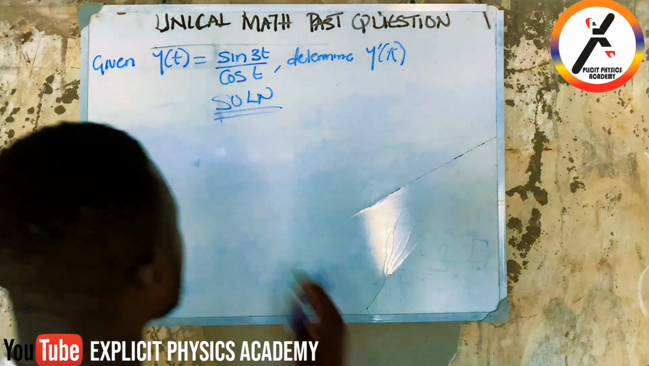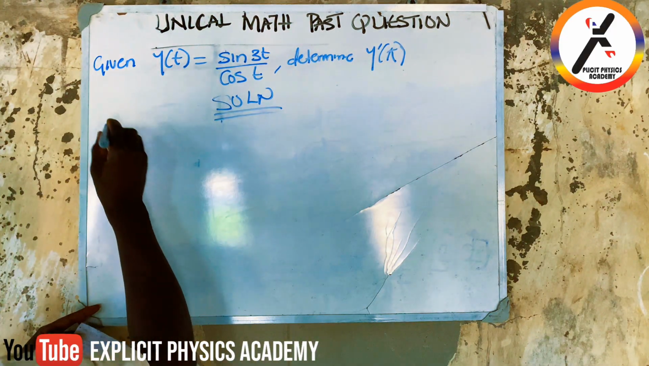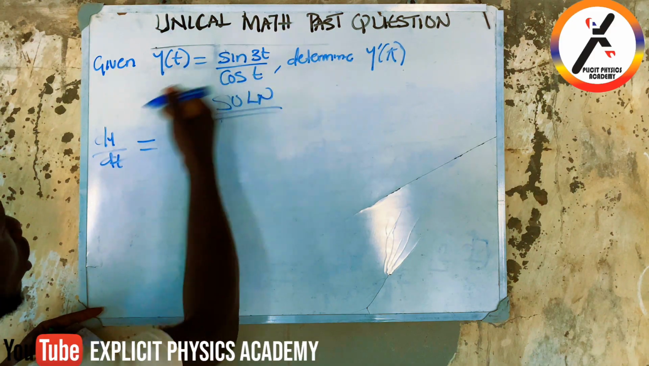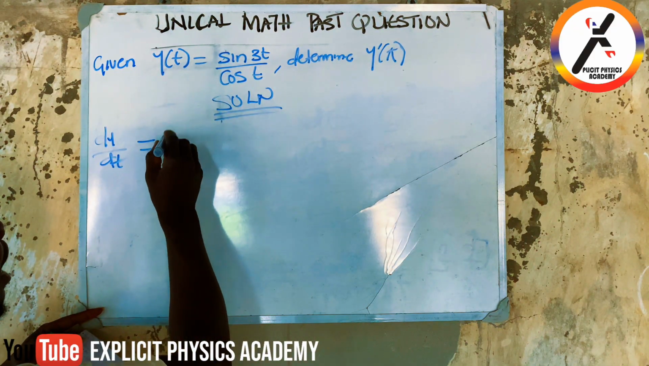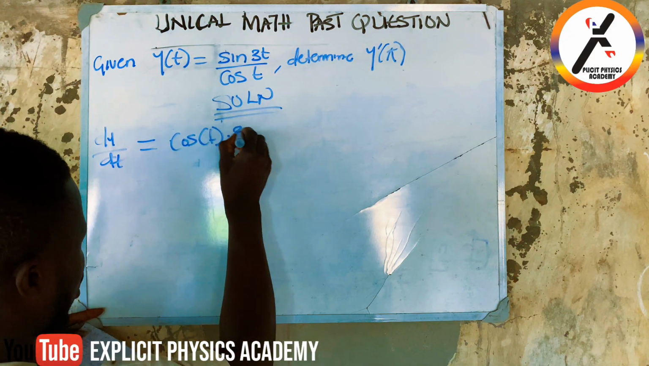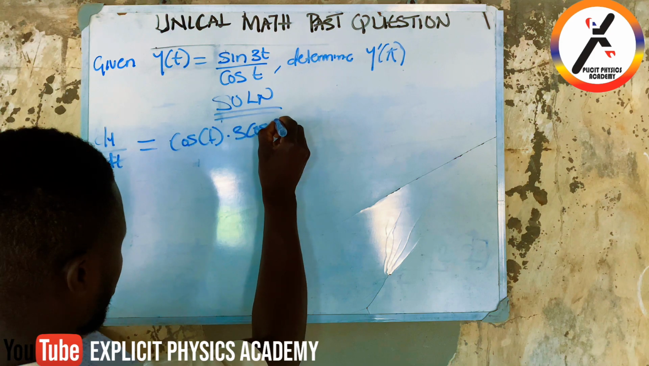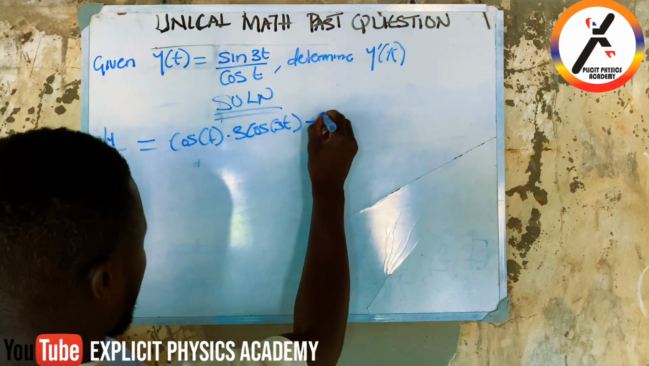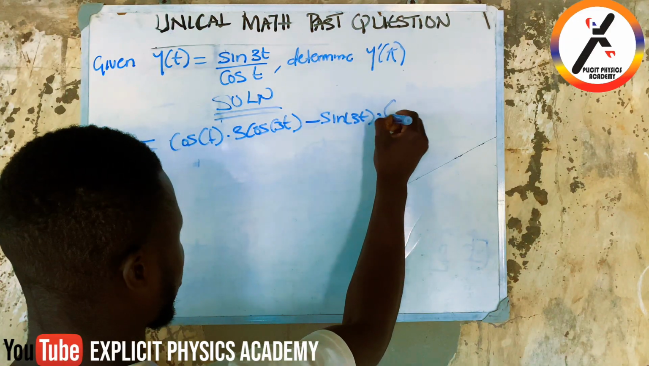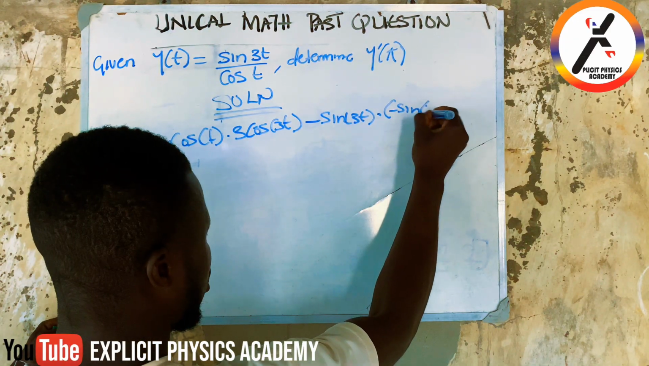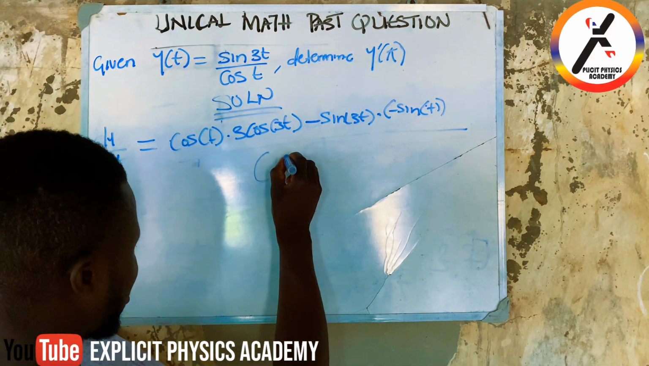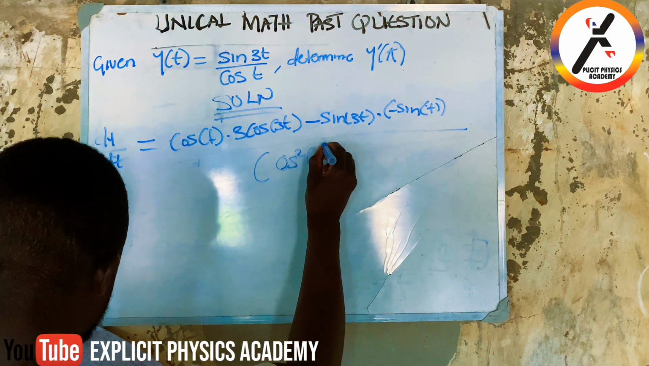So let's continue. From what we got the last time, dy over dt will be equal to what? Putting everything inside, we're going to have cos t times 3 cos 3t, minus sine 3t times minus sine t, all over cos squared t.